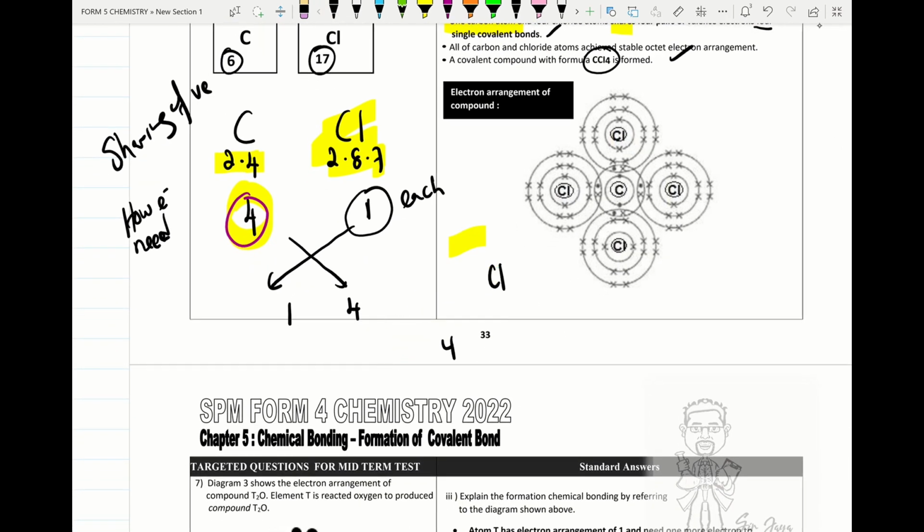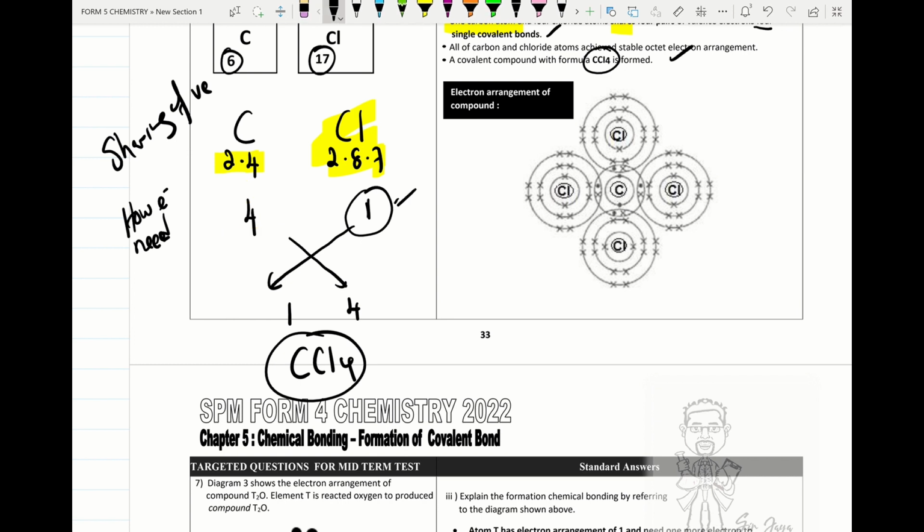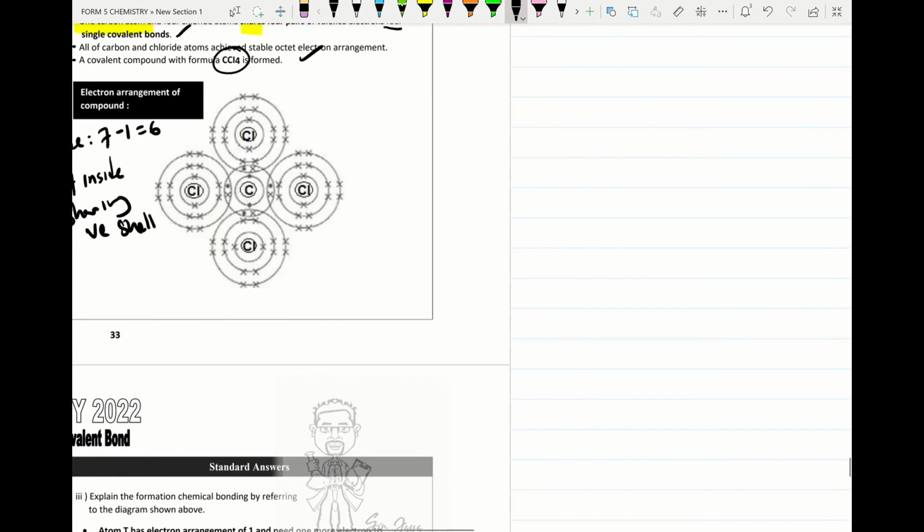Alright, so we try to check how to draw the electron arrangement. So I check here CCl4. Alright, so we have CCl4. Please circle this one. So we need to put inside the sharing valence shell between chlorine and carbon atom, and outside of chlorine atom we take 7 minus 1, so we need to put 6. Alright, how to draw this one?